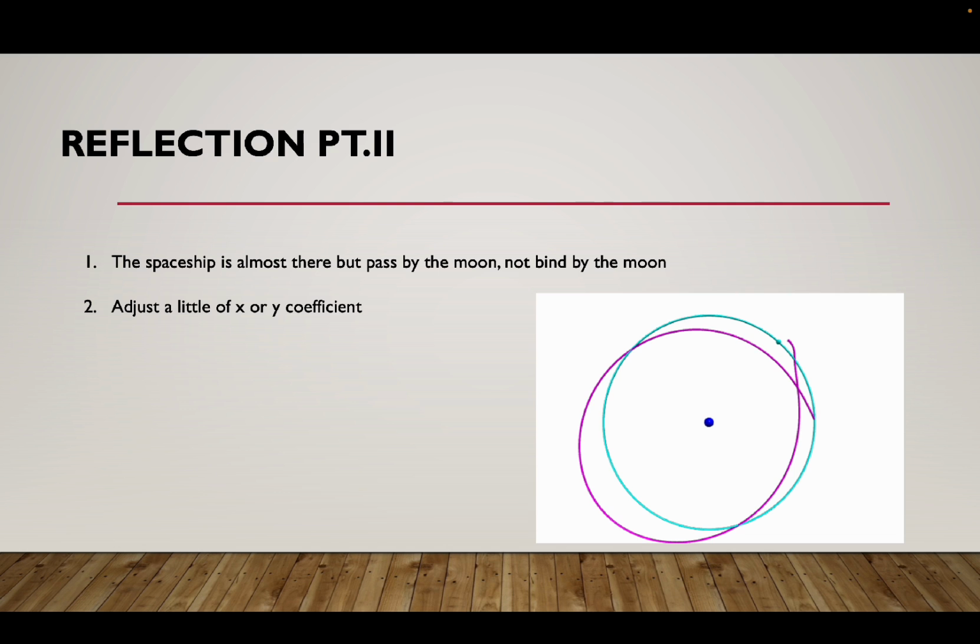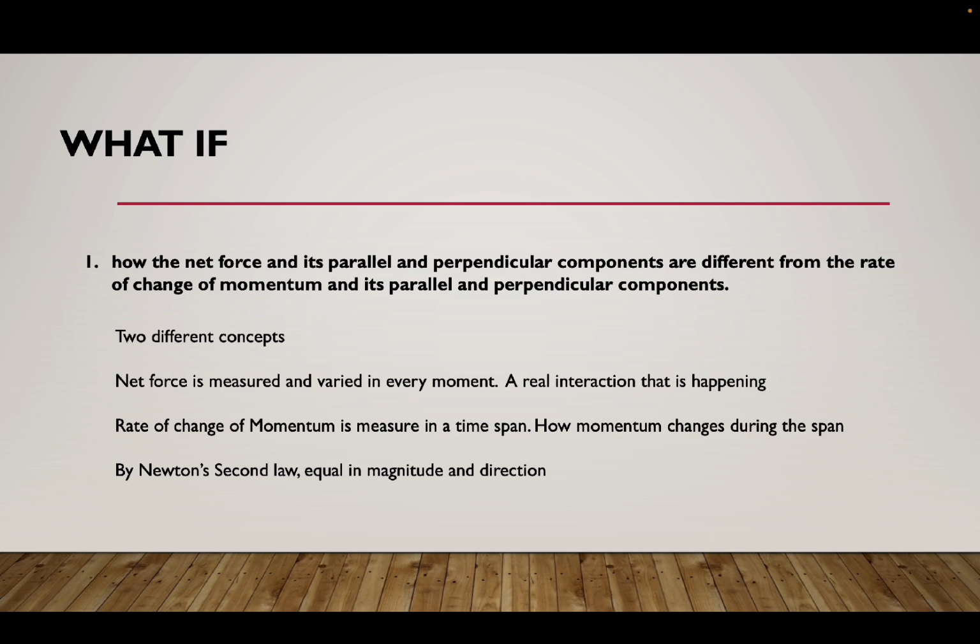In part 2, we can see that the orbit looks like this. The spaceship is almost there, but it just passed by the moon, not bound by the moon's gravitational force. So the next step is to adjust the x or y coefficient a little bit to let the moon bind the spaceship.